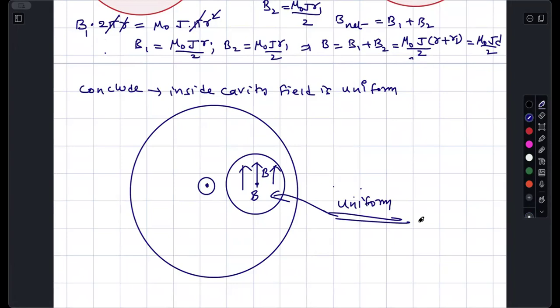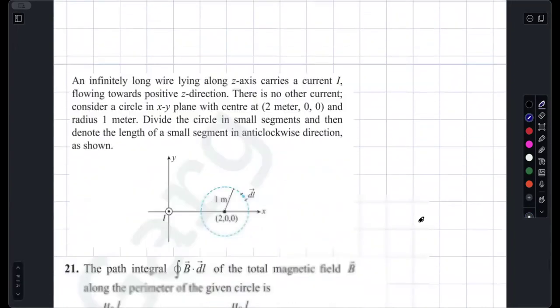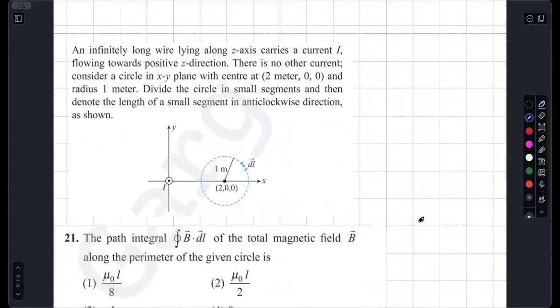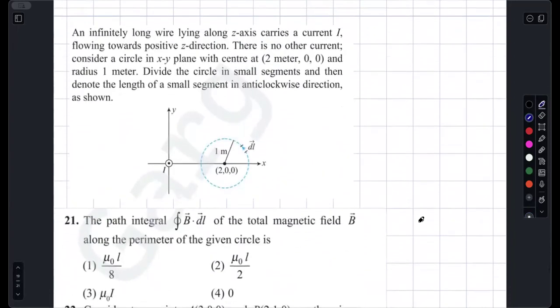Right. Any doubts? So inside the cavity field is uniform, and it depends on the distance between the two centers, the whole center, the actual center of the cylinder. Any doubts? A very standard problem. Right. This is also a very standard problem, very repeated problem.